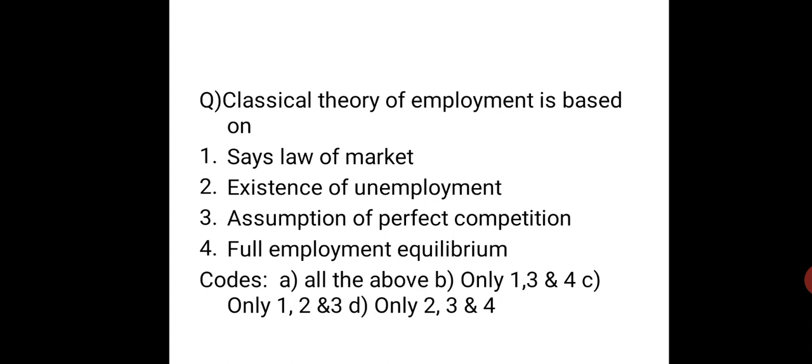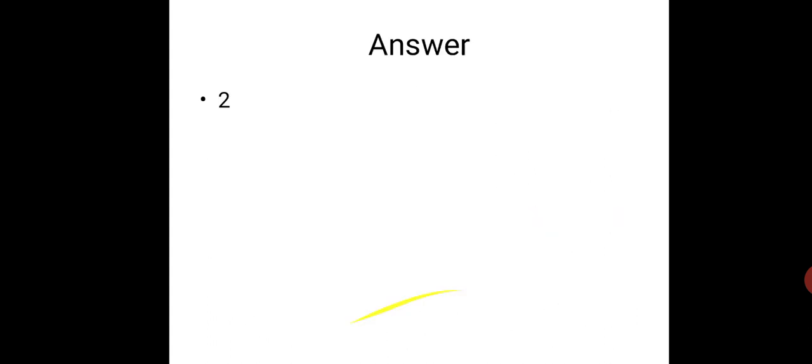Existence of unemployment, they believed in full employment, which makes the second one wrong and the fourth option correct. They believe that there is no chance of unemployment. If there is some amount of unemployment, that is going to be a voluntary unemployment, where people are willingly not working. Okay, assumption of perfect competition, yes, they believed in a perfect competition where everyone knows everything. Free information, rationality was believed by classical theory. So here the answer has to be 1, 3 and 4 is correct, which is option B.